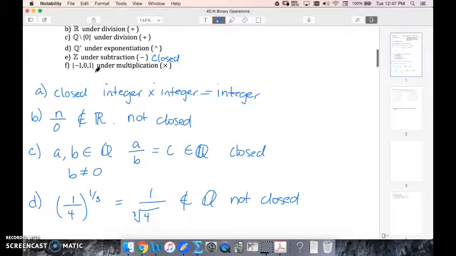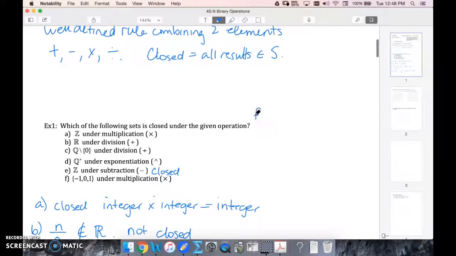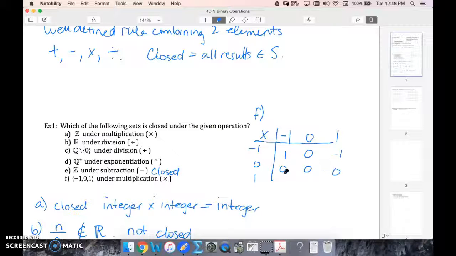And now -1, 0, 1 under multiplication. I'm going to use this time to show you a Cayley table. So operation tables, also known as Cayley tables. I'm going to make that up here. So let's put F up here. So my table is showing the operation of multiplication. I've got the elements -1, 0, 1, and I'm going to list those on both sides. And now I just perform this operation. So -1 times -1 is 1, 0, -1, 0, 0, 0, -1, 0, 1. And now I can see that all of these elements are part of my original set, so this operation is closed. And that's our first example.